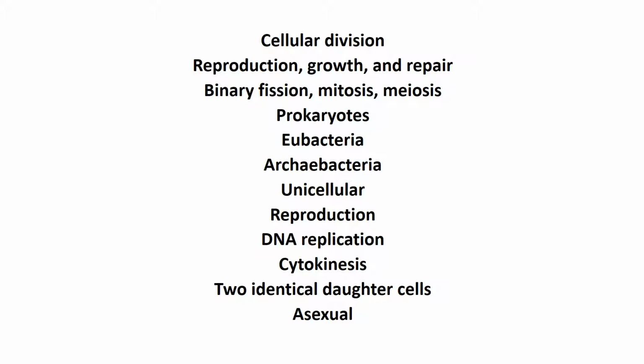Binary fission involves DNA replication, copying the DNA, and then cytokinesis, division of the cytoplasm between the 2 new cells. And those 2 new cells are identical daughter cells. They're called daughter cells. So binary fission is a form of asexual reproduction because it results in 2 identical daughter cells that have DNA from only one parent.